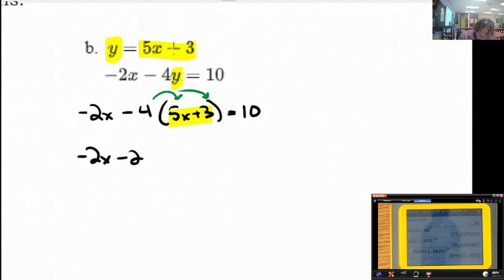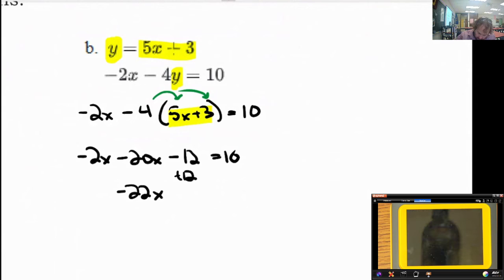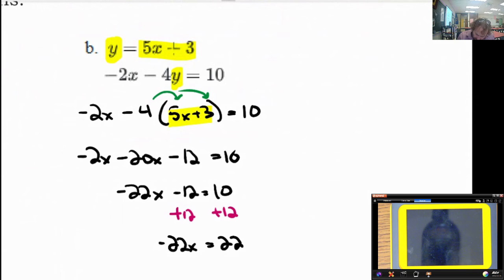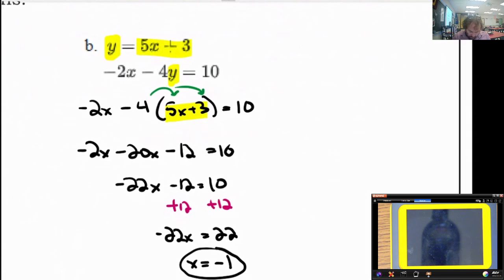-2x minus 20x minus 12 equals 10. This gives us -22x. And we add the 12 to both sides. Oh, I shouldn't do that yet. I should not try to do more than one step at a time if I'm modeling what I want you guys to do. Now I'm going to add the 12 to both sides and get -22x equals positive 22. And that means that x has to be -1. -22 times -1 would give you positive 22.